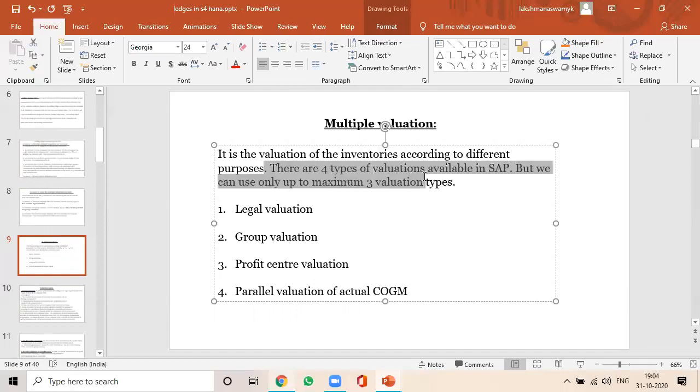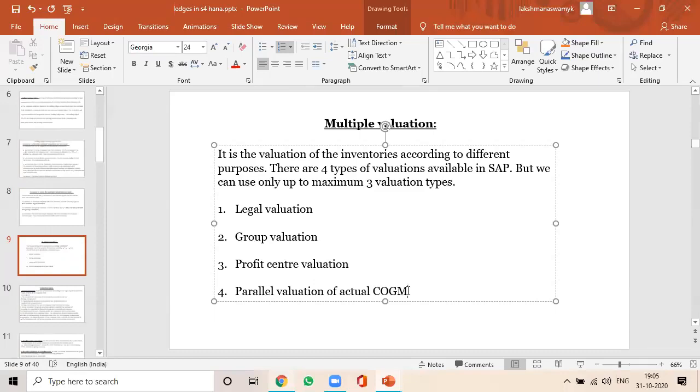There are 4 types of valuations available in SAP, but we can use only up to a maximum of 3 valuation types, right? Even though there are 4 valuation types available, we can use only 3. So what is number 1, legal valuation. Number 2, group valuation. Number 3, profit center valuation. Number 4, parallel valuation of actual COGM. So COGM is cost of goods manufactured.